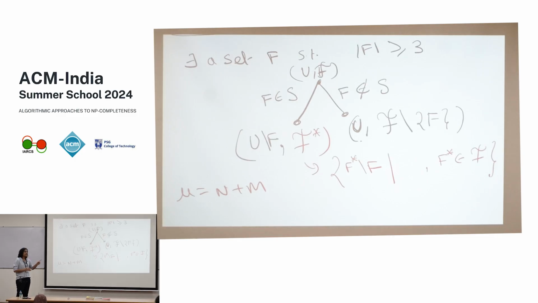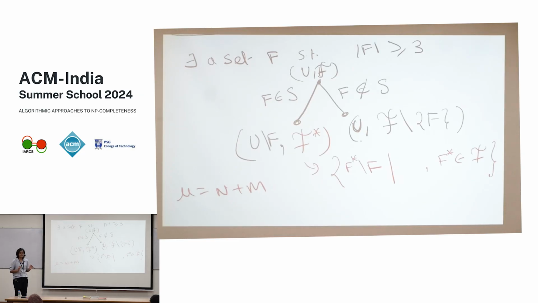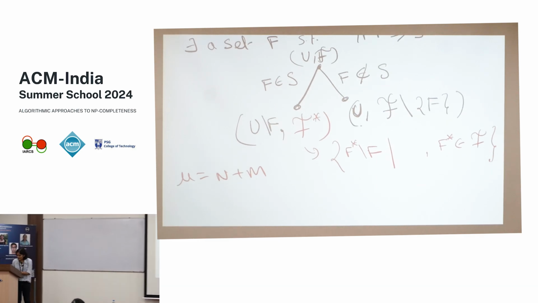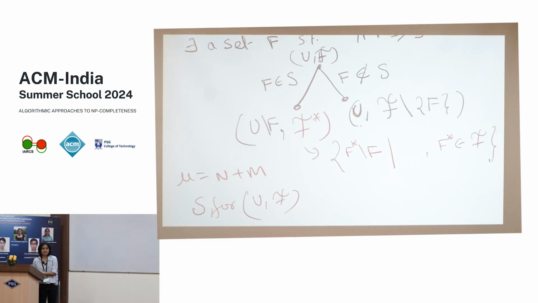Okay? The one thing to do here is take a solution and construct a solution for U minus F, and see if the solution works. Okay, so maybe I can give you an example. Suppose there is an optimum solution S, and it is covering the universe for this instance, and F belongs to S. Then can you give me a solution to U minus F, F star using S?